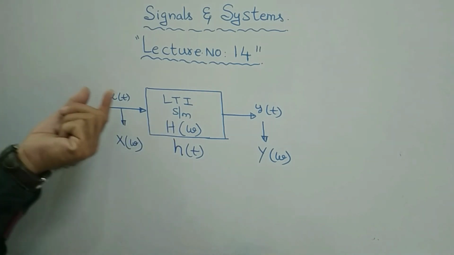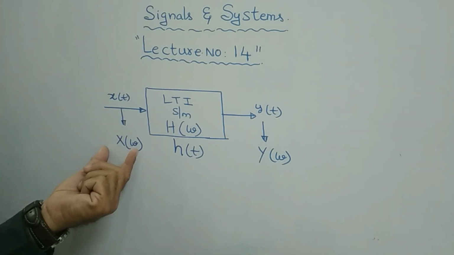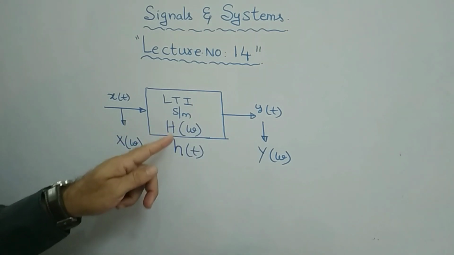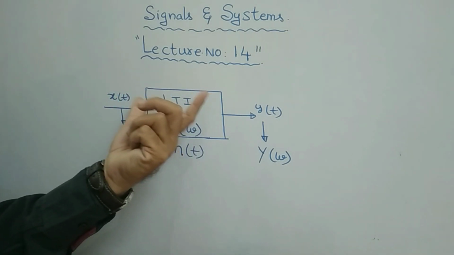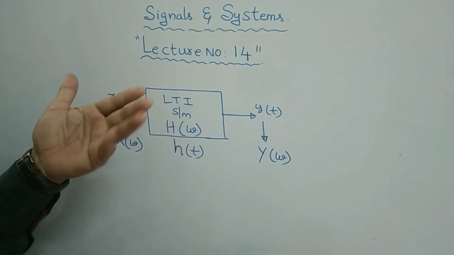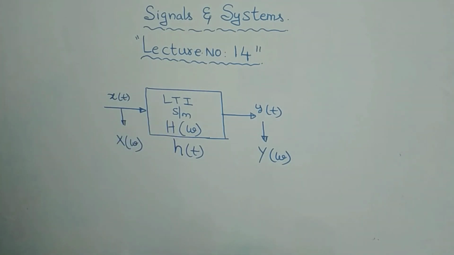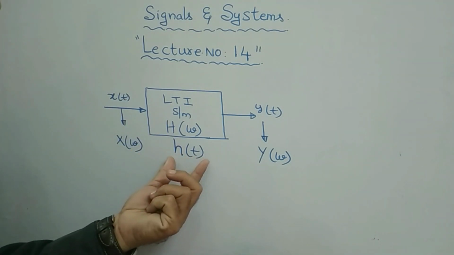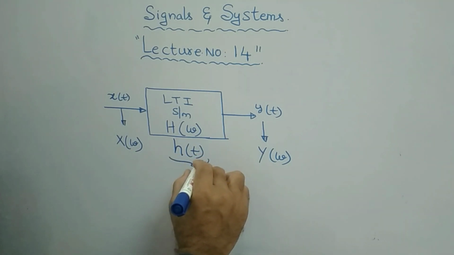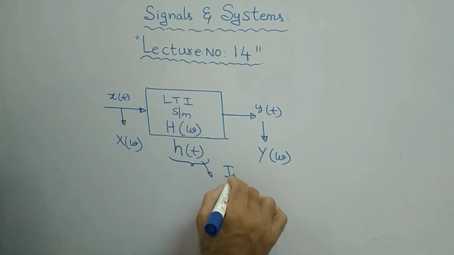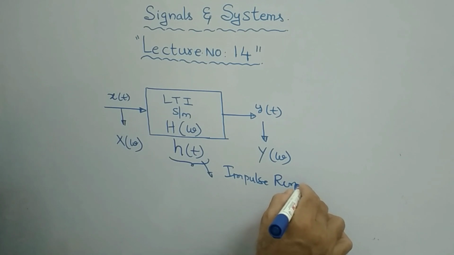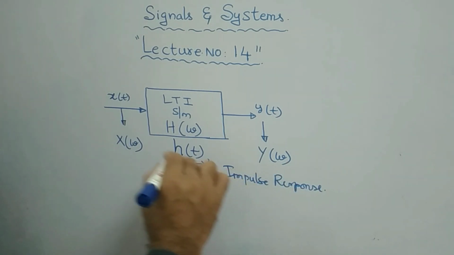So x of t has X of omega and y of t has its Y of omega, then definitely your h of t, the impulse response of the system, is nothing but h of t, and if you take the frequency response of it, then it is definitely H of omega. What is h of t? It is called the impulse response.